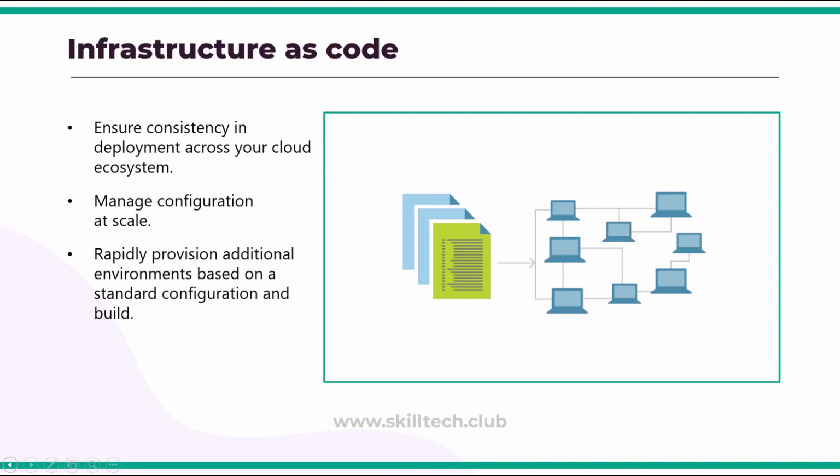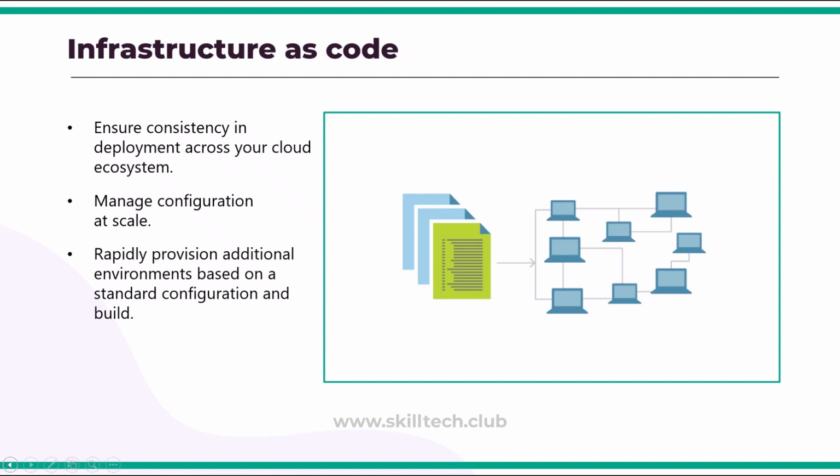When you are using an ARM template, which I told you is a JSON file, ultimately it allows you to deploy infrastructure as code. That's the reason the term infrastructure as code comes into the picture. You can ensure the consistency of your deployment across your cloud ecosystem, because if your template is properly configured, it can allow you to deploy it across multiple environments without any human errors. You can manage the configuration at scale. Maybe with one template, I can deploy 20 virtual machines. You can rapidly provision additional environments based on the standard configuration and build.